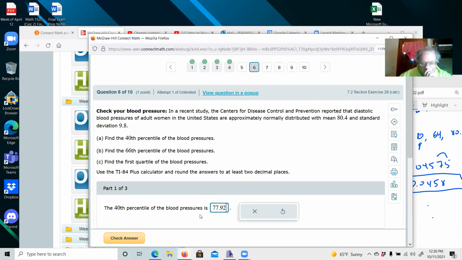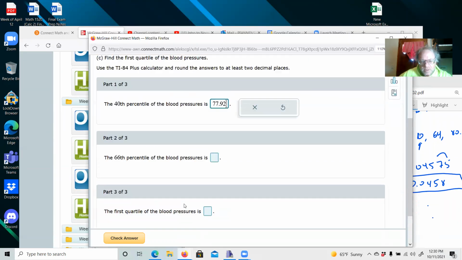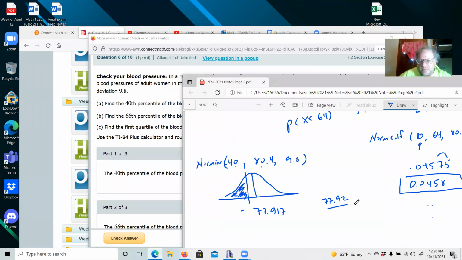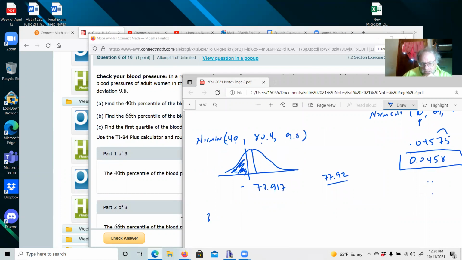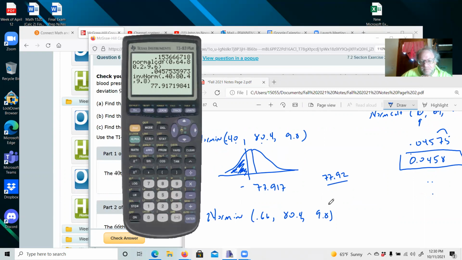0.92. Okay, and that is our, oh, we can't check the answer yet. 66 percentile. Okay, so again, inverse. We're going to go with 0.66. This is going to be a bit above average. 80.4, 9.8. So I would expect to see more than 80.4 here. Not 90, it's too big, but maybe close to 90.